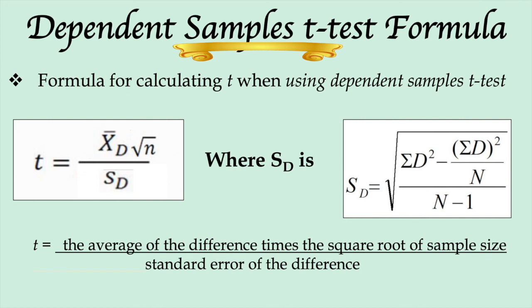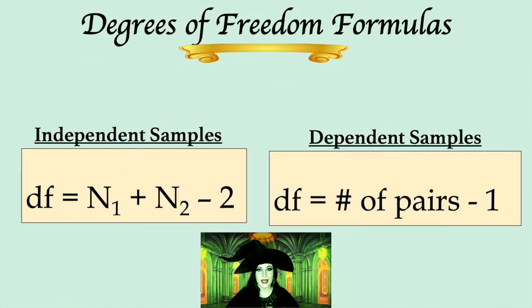So if we dissect this a bit further and try to put the symbols into words, we would say that t is equal to the average of the difference times the square root of the sample size divided by standard error of the difference. And the other formulas that we need to look at are the formulas for degrees of freedom. If you recall, when we were doing one sample t-test, we were using degrees of freedom n minus 1, and we only had one n value because we only had one sample.